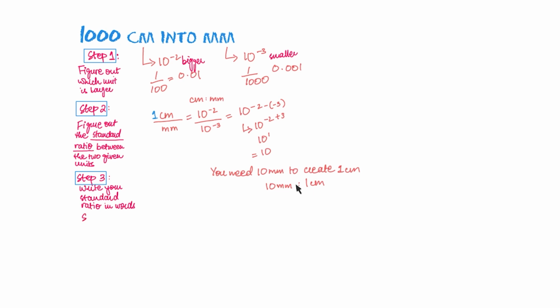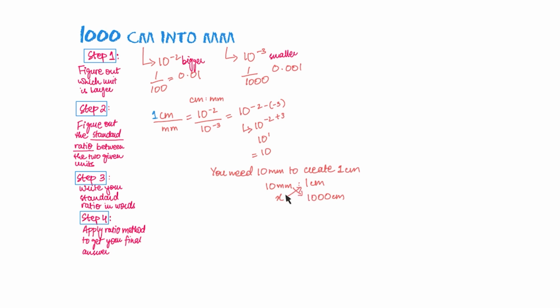Now, once you have this, you can simply use the ratio method to calculate the unknown. You already have 1,000 centimeters, and you need to find out how many millimeters you need to have 1,000 centimeters. And now we can simply cross multiply to get our answer, because if 1 centimeter is equal to 10 millimeters, 1,000 centimeters is equal to x millimeters. That is what this tiny little cross multiplication is telling you.